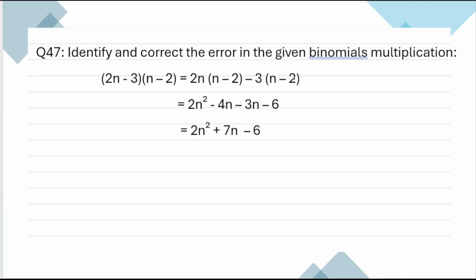Perfect. Minus 3 times minus 2 should be plus 6. There is the error. This should be plus. So 2n square plus 4, negative 4, negative 3 give me negative 7. All right, we have one more error over here. This should be this. So my answer should be 2n square minus 7n, and this minus 6 should be plus 6. So we have errors in the signs at two places. So that's my answer.